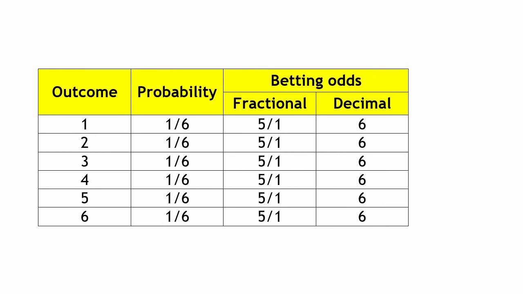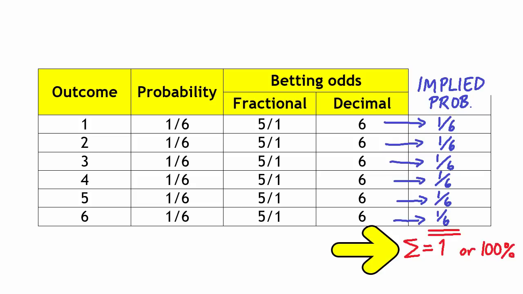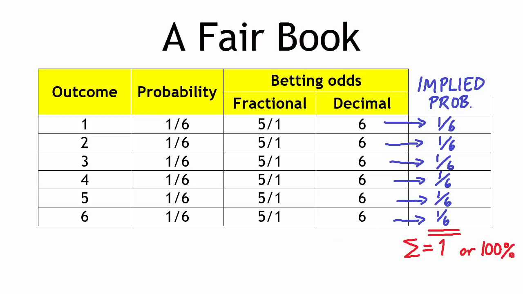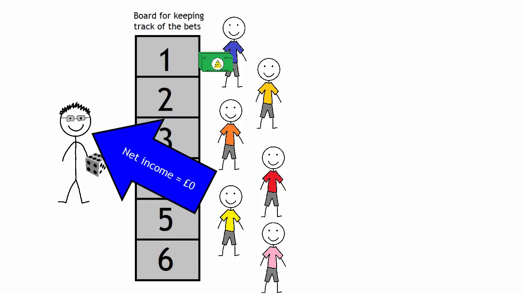And if you find the implied probability for all the numbers and you add them all up, you will get 1, or 100%, which represents a fair book. What a fair book means is that if all the bets are placed and distributed according to the probabilities of each side coming up, then you won't actually gain any money. You won't actually lose any money either, because all the money you make from the bets, you will have to pay out to the winner.